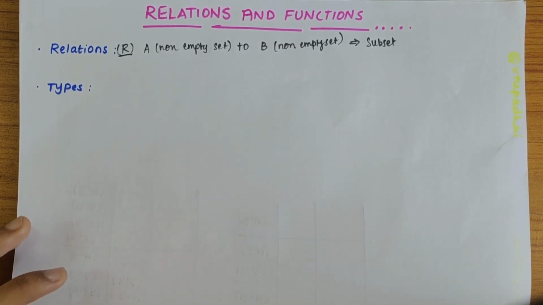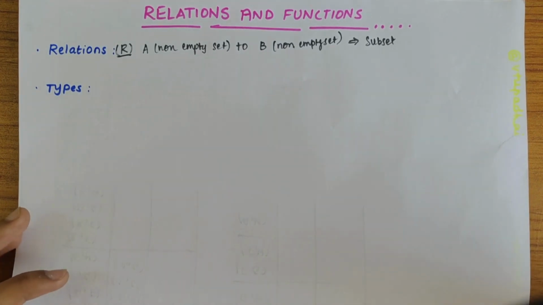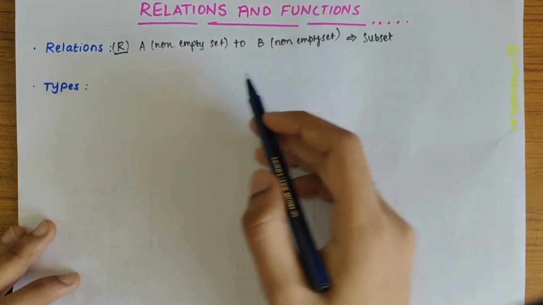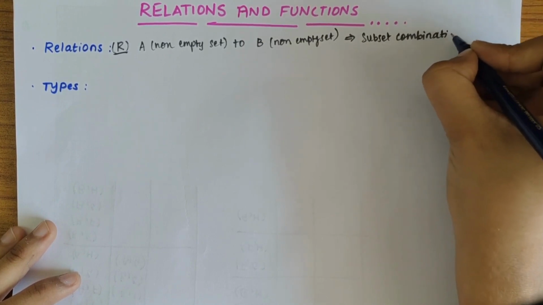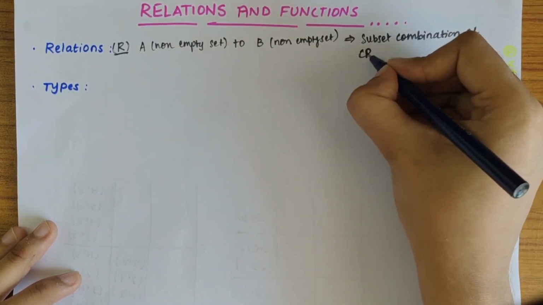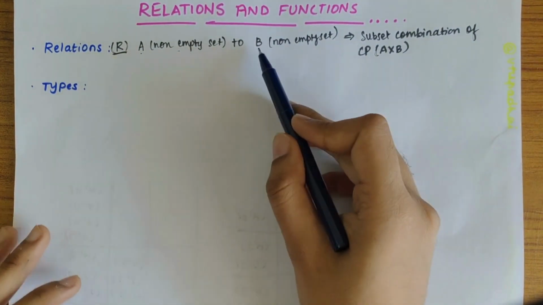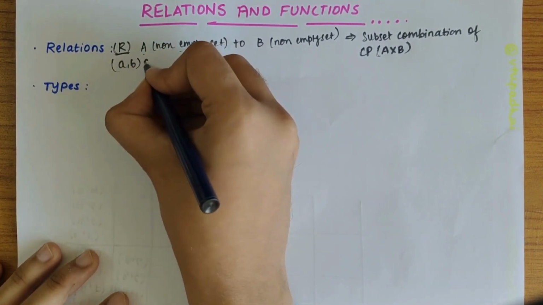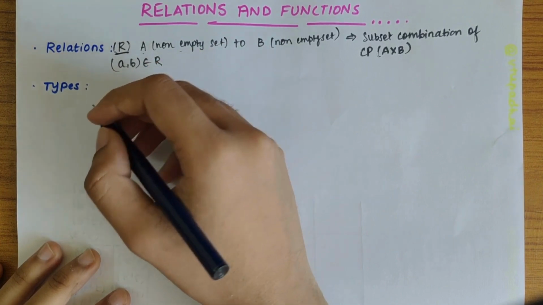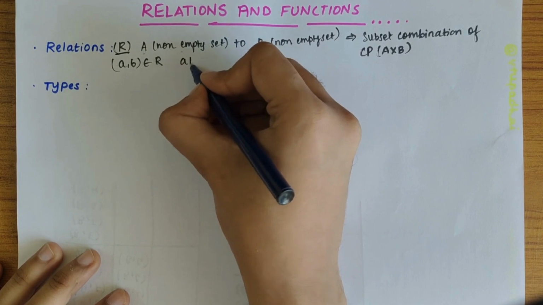In this video, we'll be looking into the relations and functions module, under which we'll deal with the relations topic. A relation R can be expressed as a subset of the Cartesian product A cross B, between a non-empty set A and a non-empty set B. We can write (a, b) belongs to R, which says that a is related to b, and we write it as a R b.